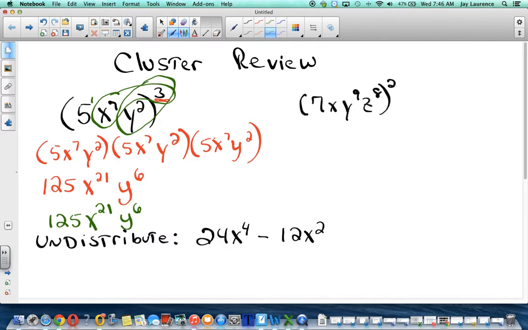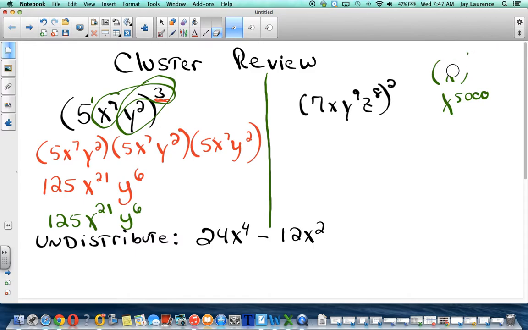Now, I said I don't like the shortcut. I don't like it when you don't understand why you're doing it. It's really important if you have a really bizarre problem, like if you had, say, x to the 5th to the 1,000th power. Well, I tell you, there's no way I'm writing out 1,000 of x to the 5th. I'm just going to use the shortcut and go x to the 5,000th power. Okay, so the shortcut has its place, but we have to understand why we're doing it.